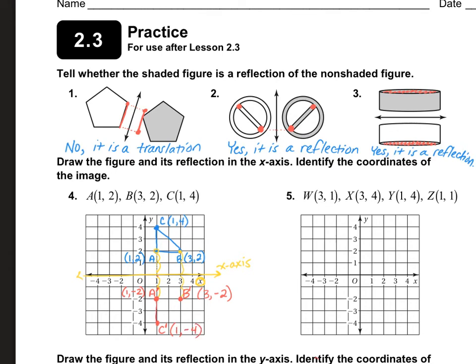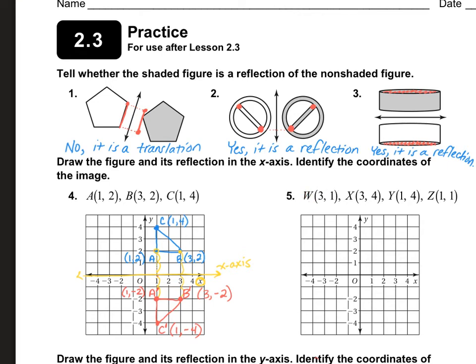And I'm going to go ahead and connect my 3 dots. And let's see if we finished everything in the instructions. Draw the figure. Yep, that's what we did in blue. And its reflection in the x-axis. That's what we did in red. Identify the coordinates of the image. So that's why I wrote the 3 points here. Those are the coordinates.